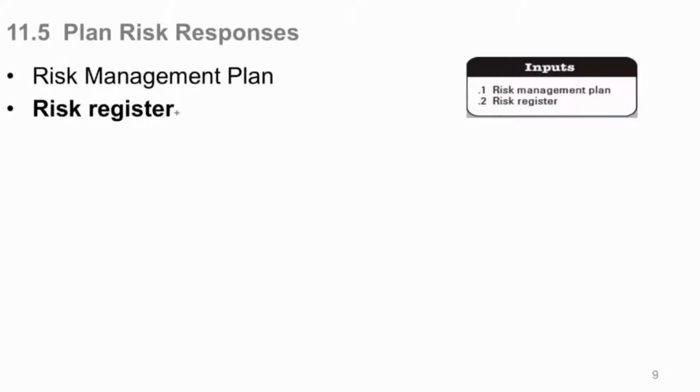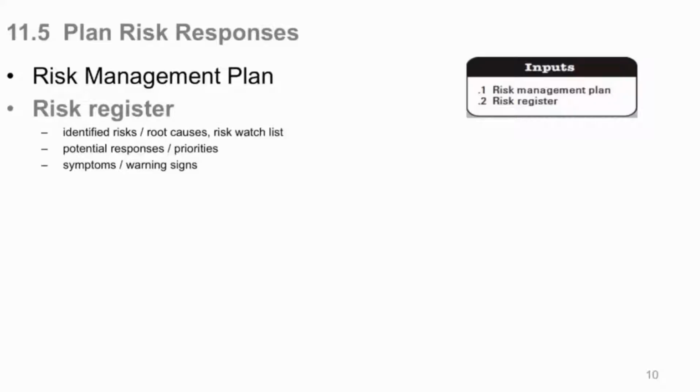The risk register comes in, of course. It has your risks, hopefully root causes. The watch list is there. Potential risk responses, remember at the beginning. Now we're going to do the real responses, but you have potential ones to come in, priorities of your risks, and it should also include symptoms and warning signs.